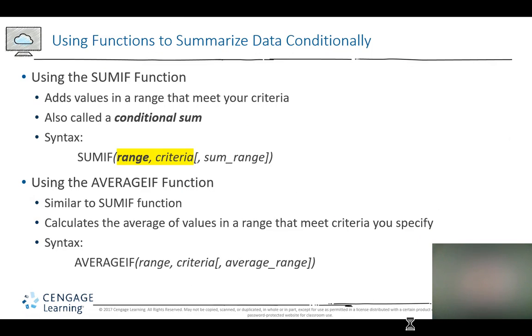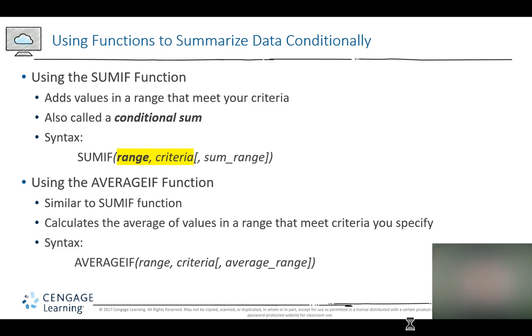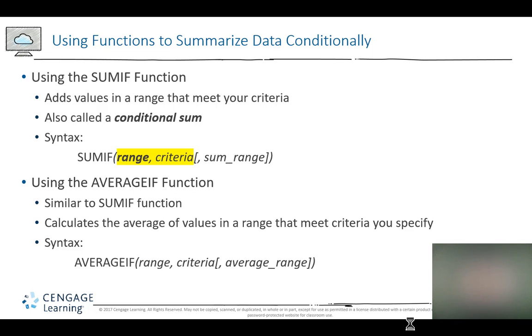Using functions to summarize data. A useful tool is the SUMIF function when we want to add values in a range that meet a specific criteria. This is frequently referred to as a conditional sum. Here is the syntax: SUMIF, identify the range, then the second argument identifies the criteria. So we'll be searching through that range, trying to match the criteria. The third argument is optional.